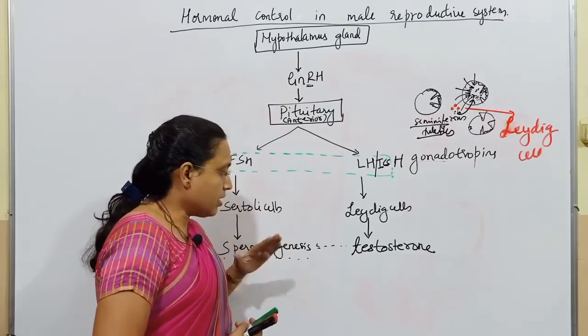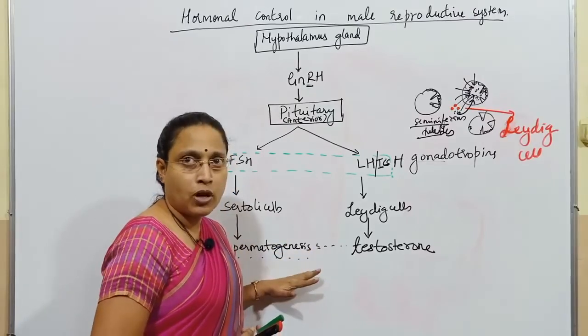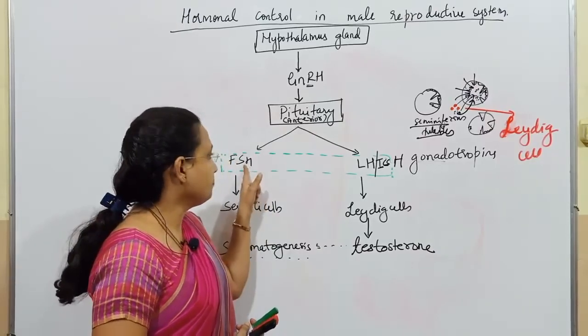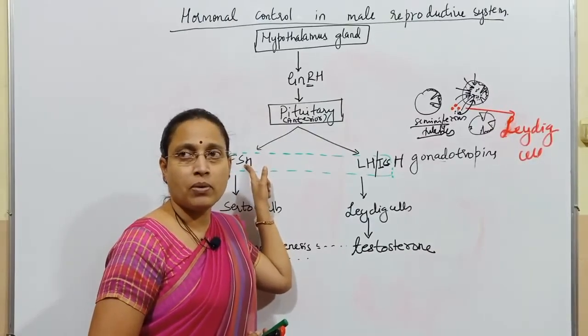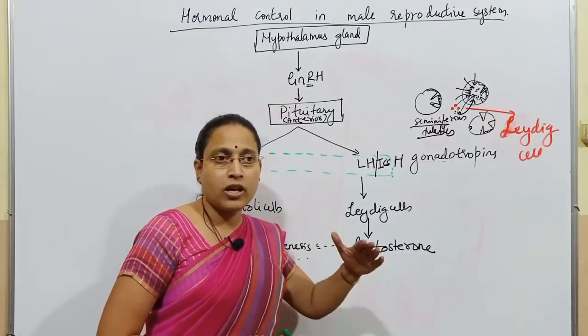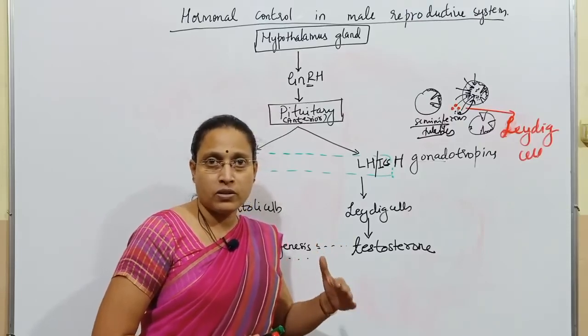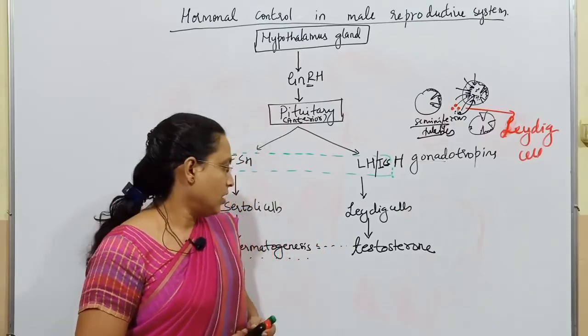Sperms are developed, spermatogenesis has occurred, and enough sperms are produced now. Now what has to be stopped? FSH production has to be stopped. Otherwise, what happens? A continuously large amount of sperms will be produced. So there should be a check, or control, over the production of sperms.